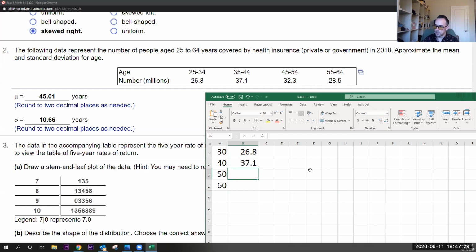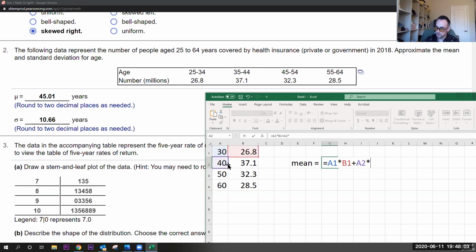37.1. We're also going to learn Excel today, everybody, and you can do it on your calculator, it doesn't matter. 32.3, 28.5. So what's the mean? The mean equals that times that. Hey, what happened? Can I do Control Z on Excel? Yeah. So this equals that times that plus that times that plus that times that. You just multiply, right?